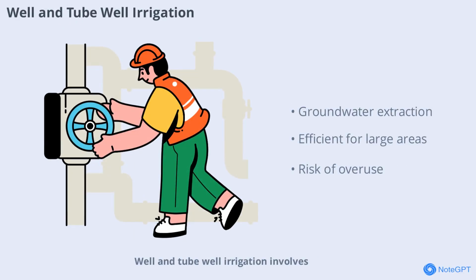Well and tube well irrigation involves drawing groundwater using wells or tube wells. This method is widely used in areas where the water table is high. Tube wells, powered by electric or diesel pumps, can irrigate large areas efficiently. However, over-extraction of groundwater can lead to depletion and environmental issues, so it is important to use this method responsibly.